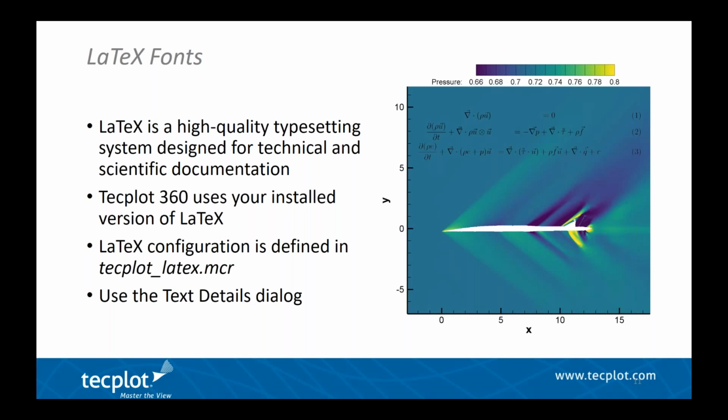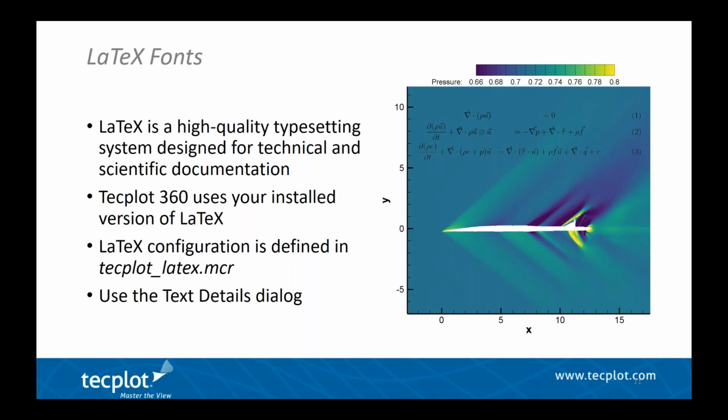So make sure you install those first, and the default configuration for Tecplot 360 should work very well with both of those packages. And we do have a configuration file to allow you to customize that configuration. That is in the Tecplot 360 install directory. It's called tecplot_latex.mcr, and we have examples in our documentation for how you can modify that.